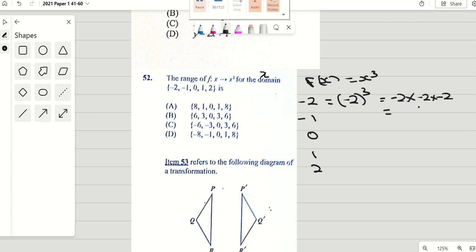That is equal to 8, but not just 8. A minus and a minus is a plus, and a plus and a minus is a minus. So we are looking for answers that have minus 8. You only had to do the first one. You got minus 8, so you know A is out, B is out, C is out, D is your answer. You didn't even need to do the rest because the rest of them do not have negative 8. Right? So D would be your answer.